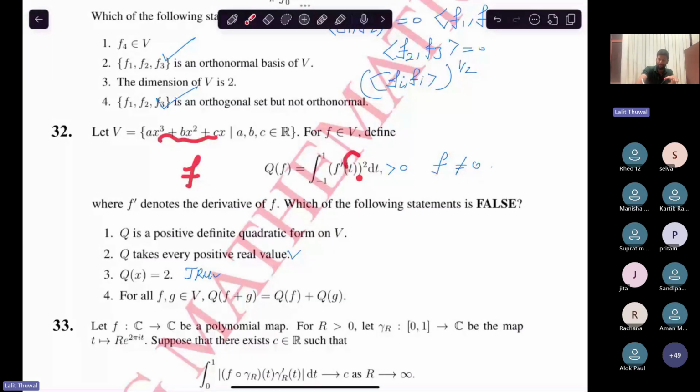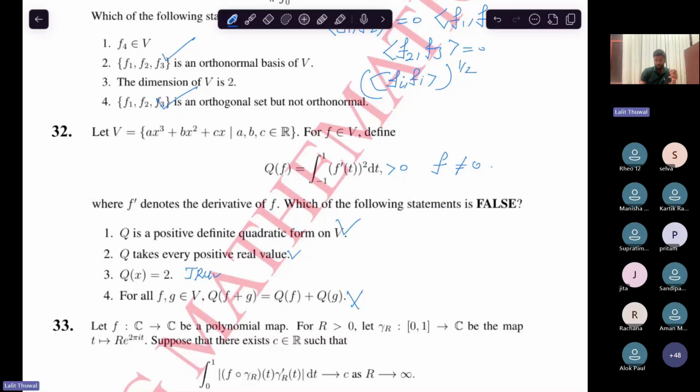And you must have seen in Riemann integration theory that any function which is non-negative and continuous, if it is not vanishing at least at one point, then its integral is going to be strictly greater than 0. So it means that this QF is 0 only if your f is 0. Otherwise, it is never 0. So it is a positive definite quadratic form, and the range of a positive definite quadratic form is 0 to infinity. So the second one is also true. It means only the fourth one is not true. Otherwise, you can verify that the fourth one is false.